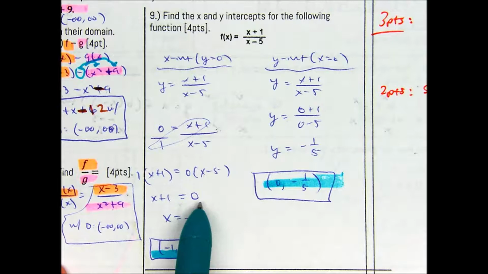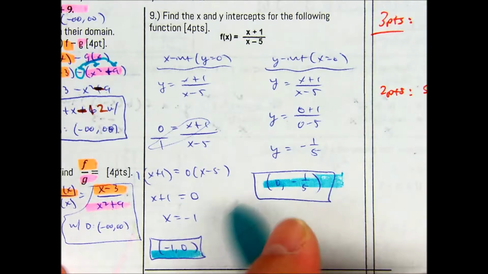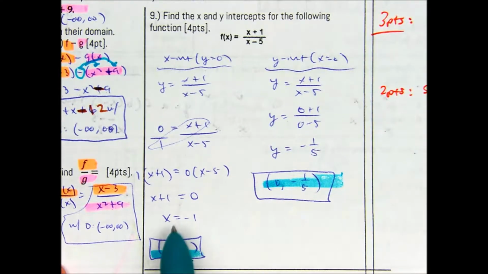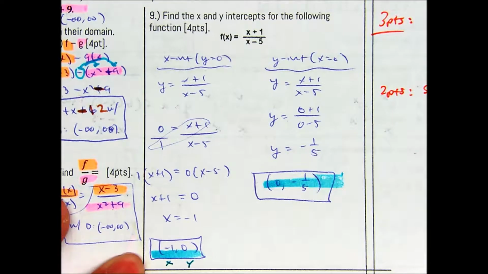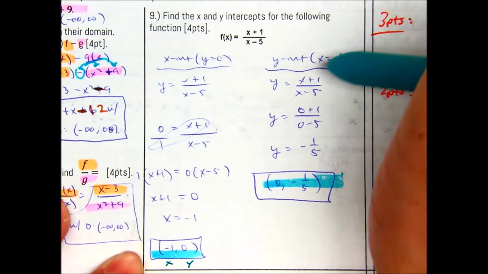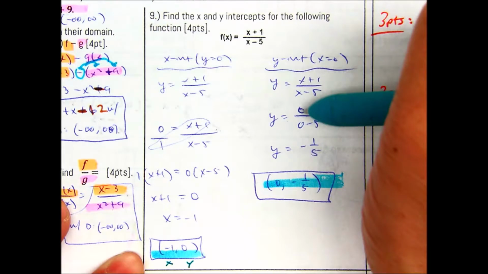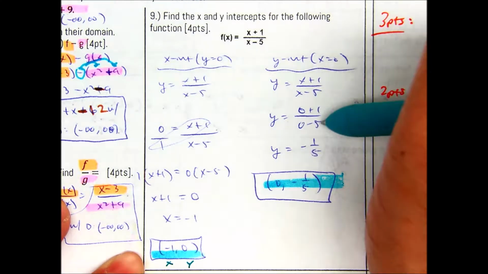To find your y-intercept, make x equal to 0. 0 plus 1 is 1. 0 minus 5 is negative 5. 1 divided by negative 5 is negative 1/5. So your y-coordinate is negative 1/5. Your x is 0. Those are your two intercepts.